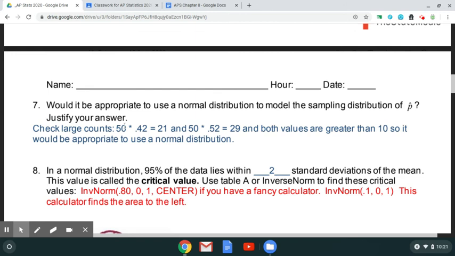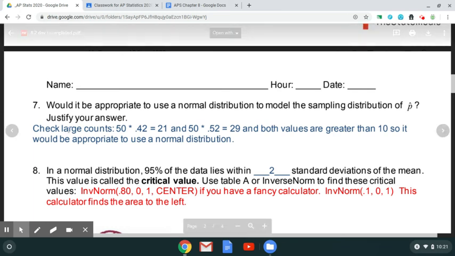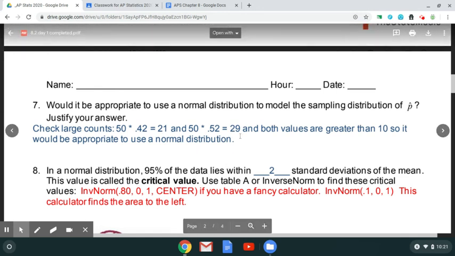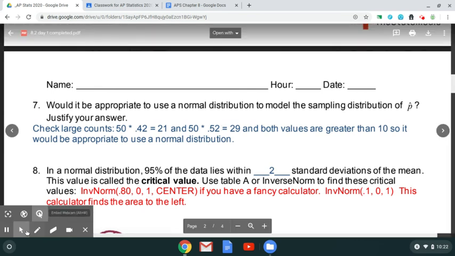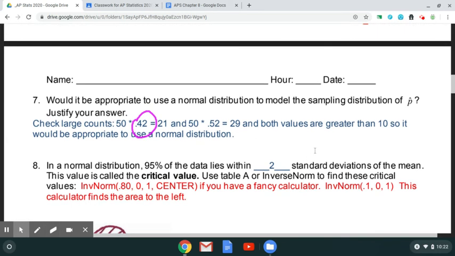Again, this is the counts of successes and failures. Another way you could write that we can use the normal distribution is, you don't have to call it large counts. You could just say, okay, we have 21 successes and 29 failures, and both of those values are greater than 10, so it would be appropriate to use a normal distribution. Or you can do n times p and n times 1 minus p. But remember, in this problem, we're not using p, we're using p hat. So n times p hat, n times 1 minus p hat, and we get 21 and 29. So yes, the normal condition has been met.